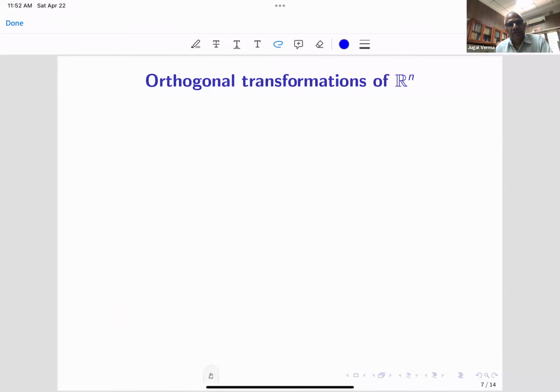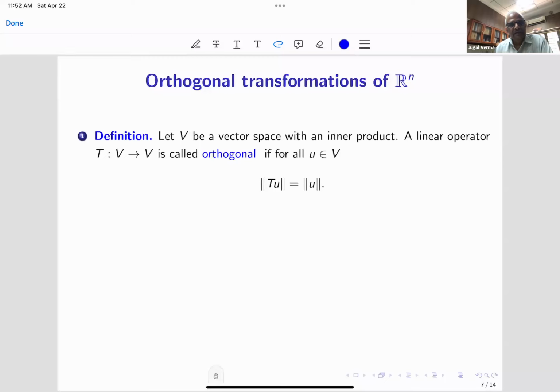All right, so now let's move on to orthogonal transformations of Rn. I defined orthogonal matrices, but it really helps to find an analog for linear transformations, because the linear transformation concept is going to be coordinate free, and for the sake of proofs, one should deal with concepts which are coordinate free. So here is the definition.